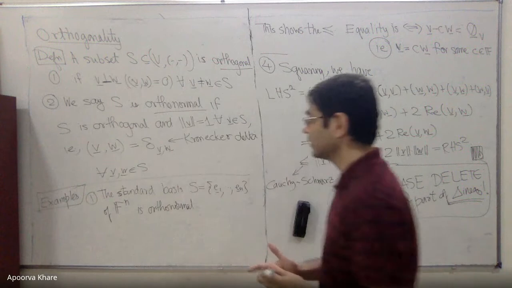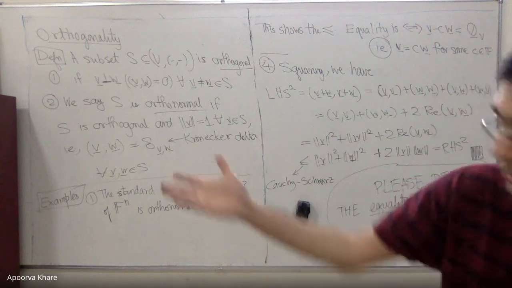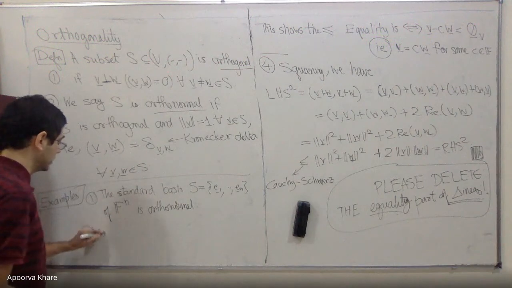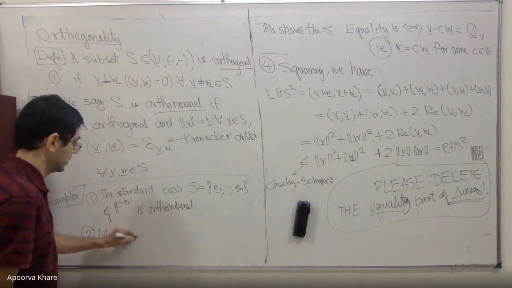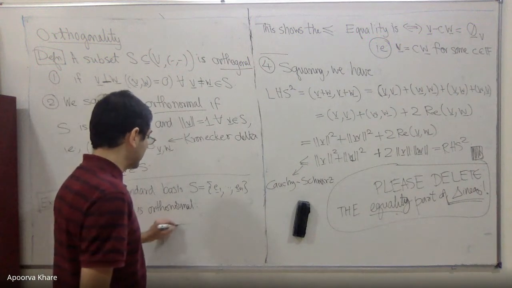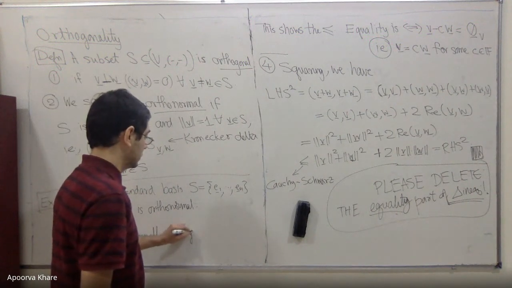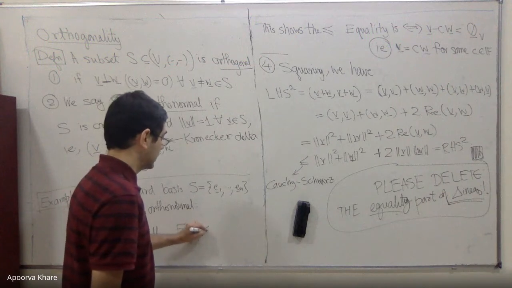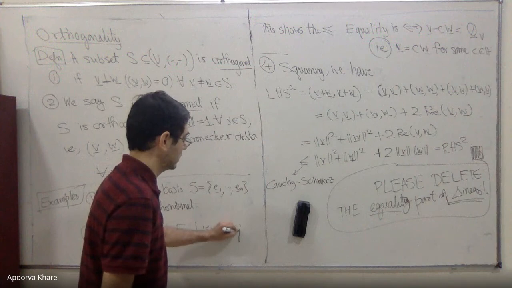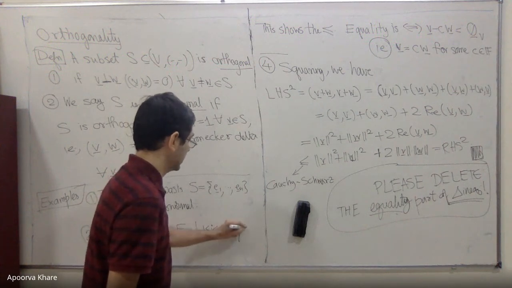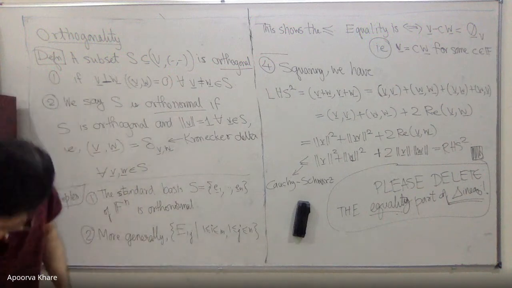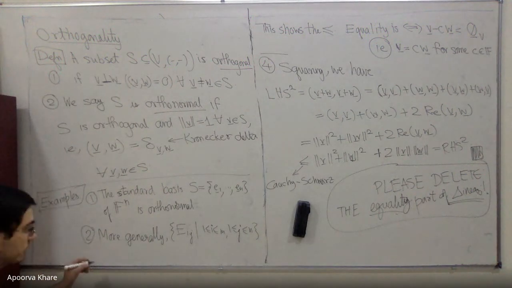That's an orthonormal set. Second, similarly, maybe I can say more generally, look at the elementary matrices E_ij, 1 less than or equal to i less than or equal to m, 1 less than or equal to j less than or equal to n. This is an orthonormal basis of the space of matrices.